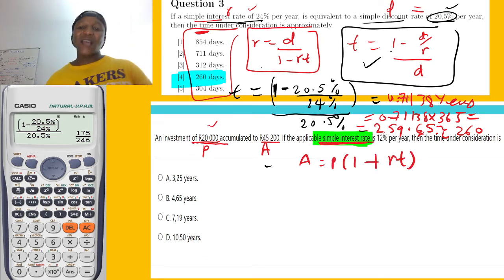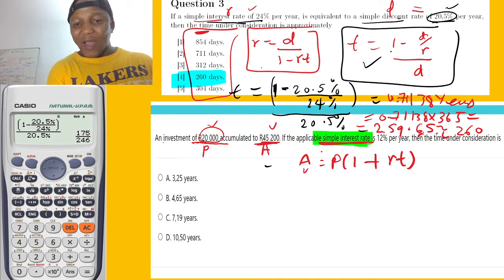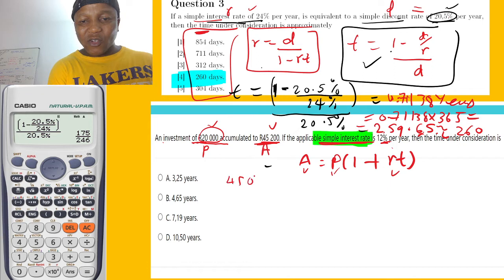So for that case, we now have most of the information here. They say you invested this amount and it accumulated to this amount. So I have my A and I have my P, and I have my interest rate, which is R. So I'm looking for the T. I know my A. My A is equal to 45212, equal to my P, which is 20,000 bracket 1 plus the interest rate.